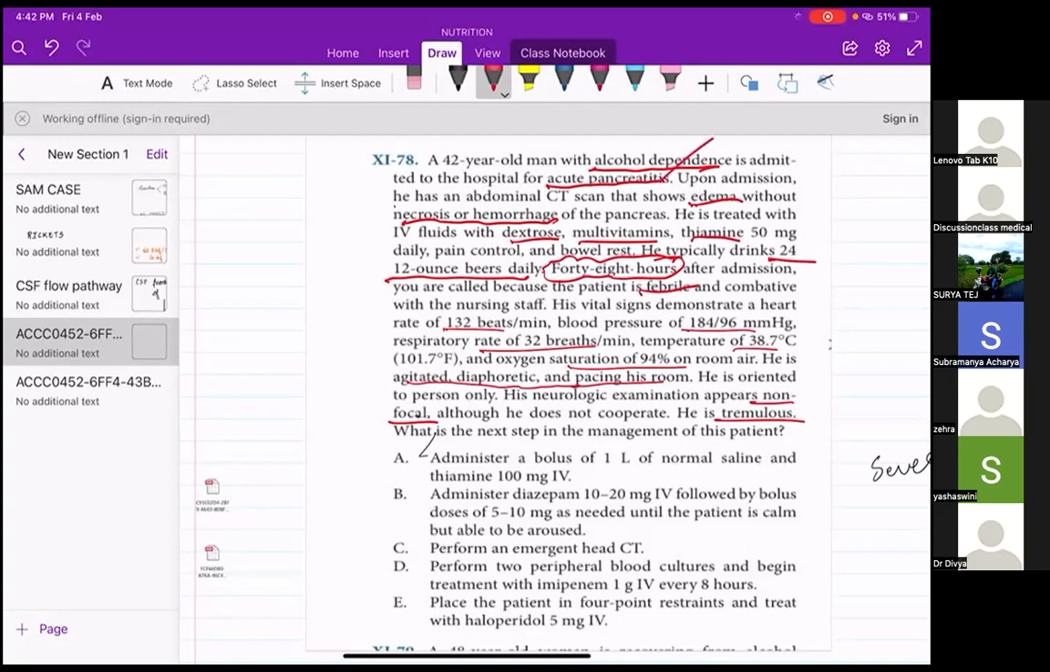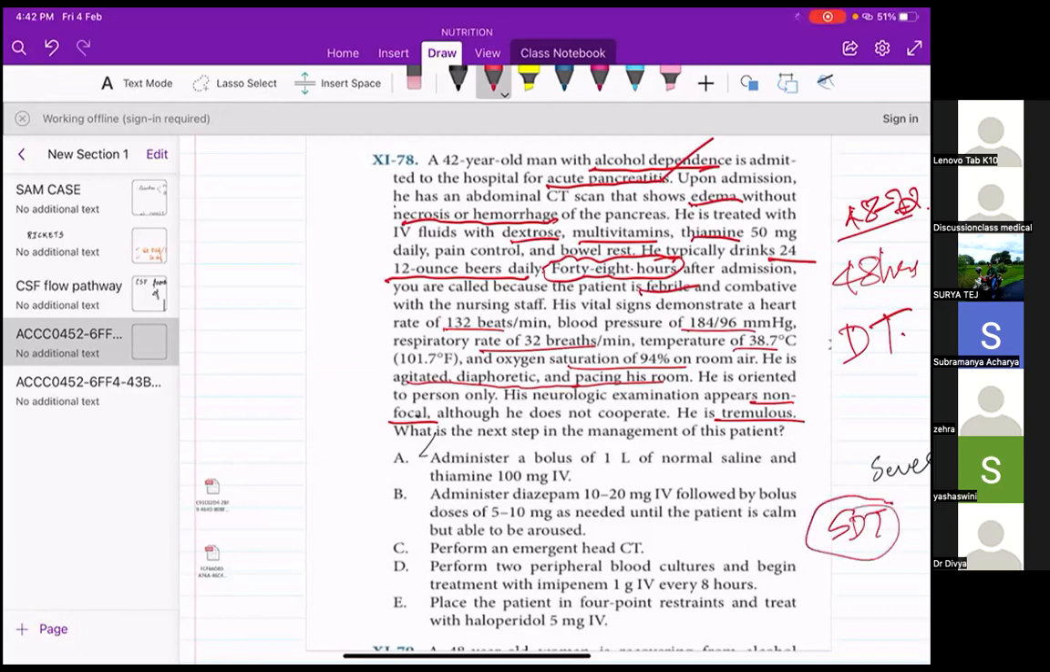You have admitted the patient, and how many hours have passed? 48 hours have passed. So after 48 to 72 hours, I told he will present with delirium tremens, but this patient is so agitated, he has tachypnea and all this. So this is a case of severe delirium tremens.